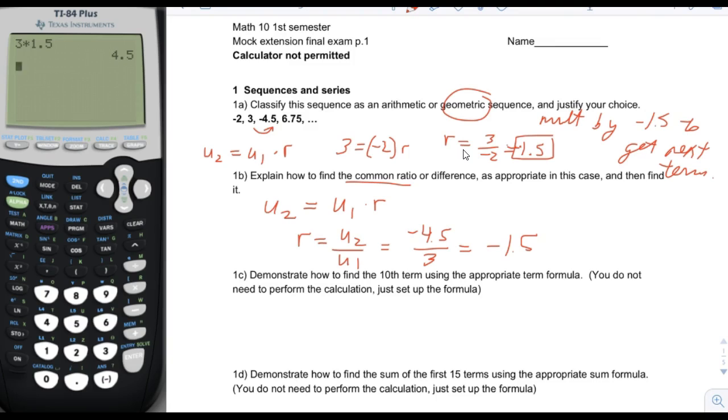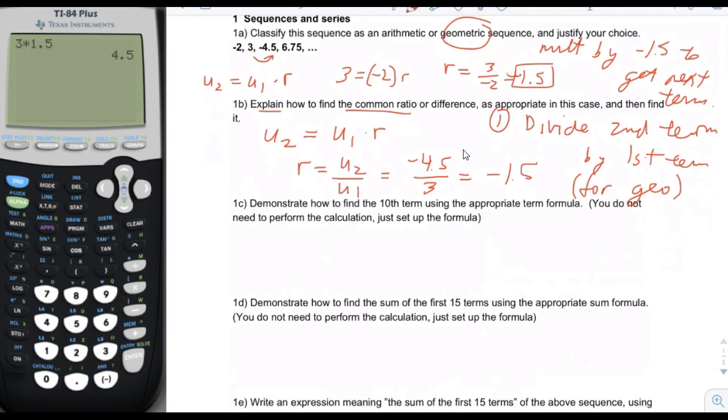Okay, so the explanation, you could say: first I divide the second term by the first term. And that's pretty much it. That's the procedure right there, for geometric.